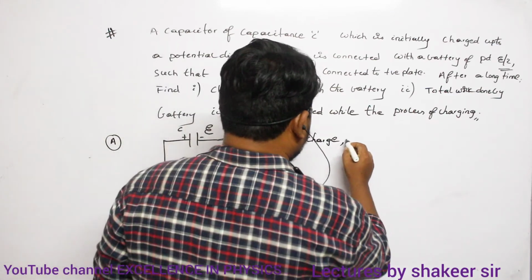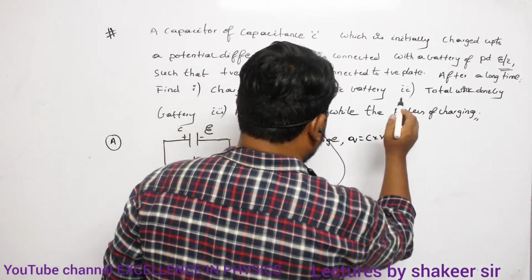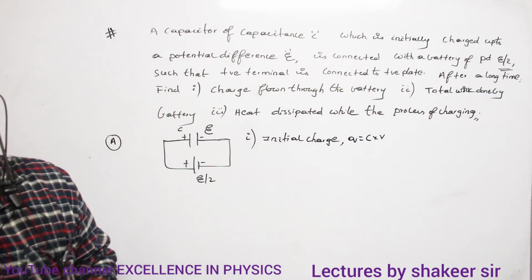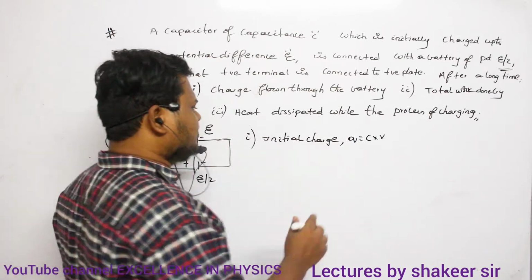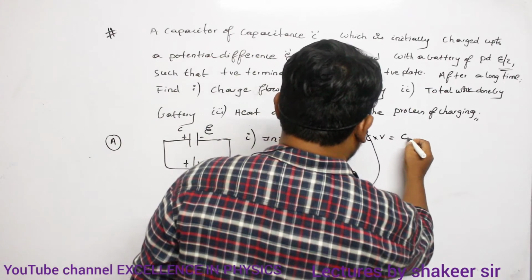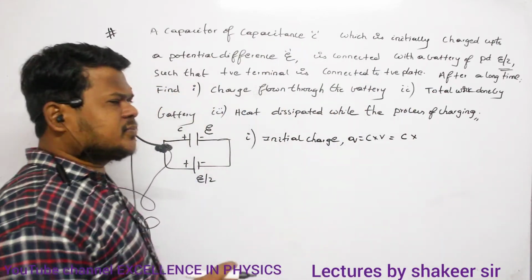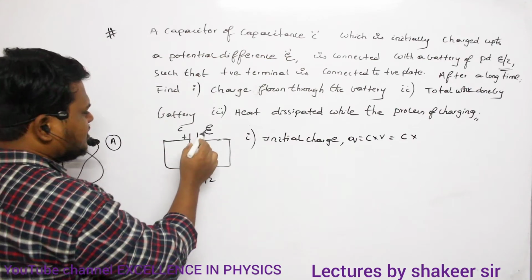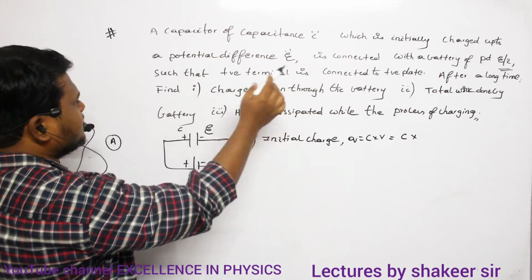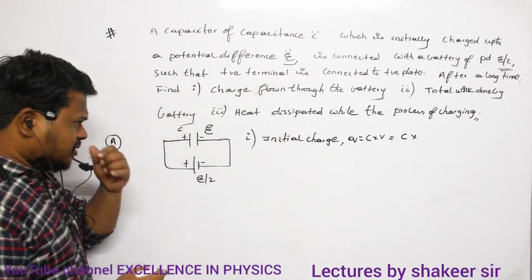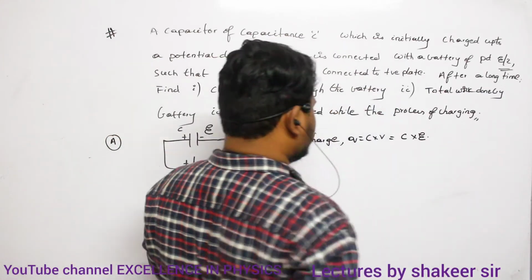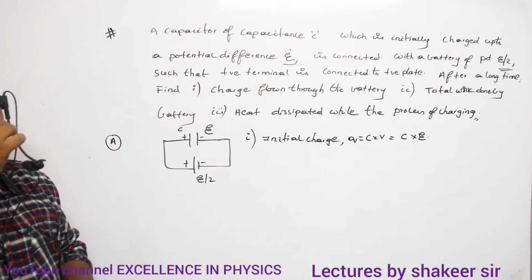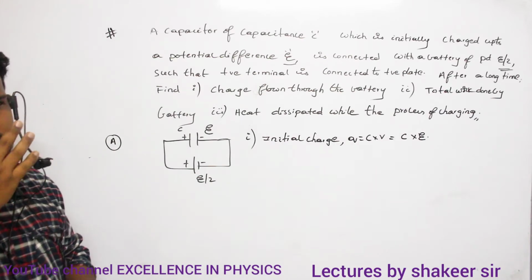So initial charge Q is equal to C into V. This is the formula. Charge stored on the capacitor is Q equals C into V. Clear? So what is the capacitance of this capacitor? C. And to what potential was it charged previously? Previously it was charged to a potential difference of E. So Q is equal to C into E. That's all. So this is the initial amount of charge which is present on this capacitor.